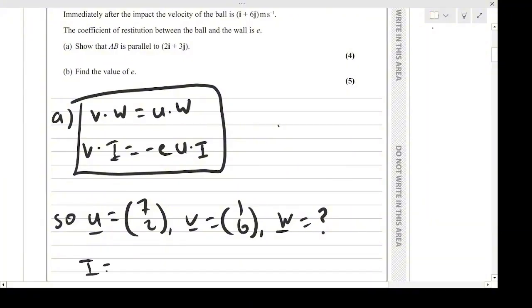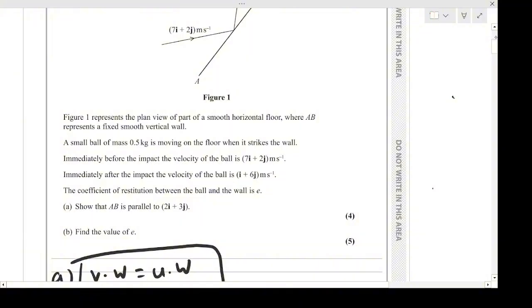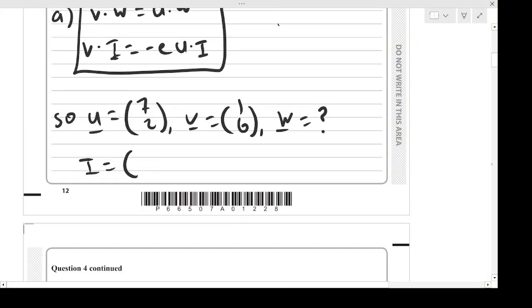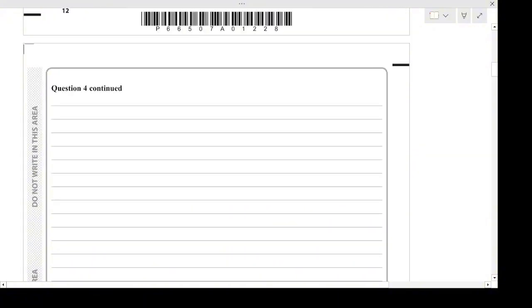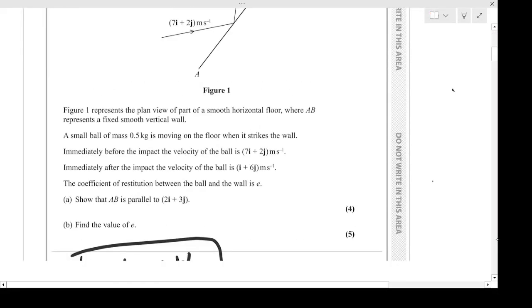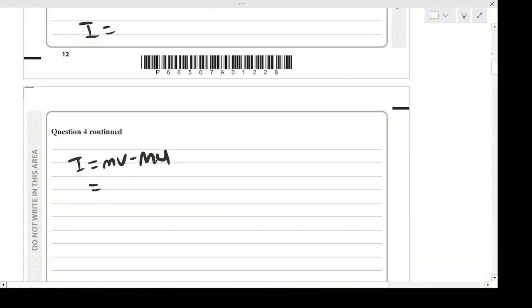So then what about I? What about my impulse vector? Now, we're not given an impulse vector, but we can work one out because we know what the mass is and we know what the two velocities are. So remember that I can work out the impulse by doing mv take away mu. Now the mass m is 0.5 kg, so if I factor that out, I'm going to get 0.5 lots of v take away u.